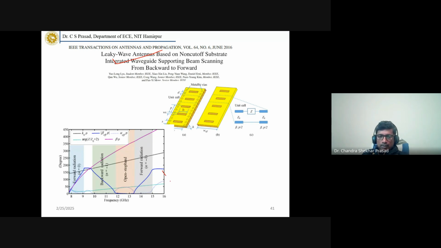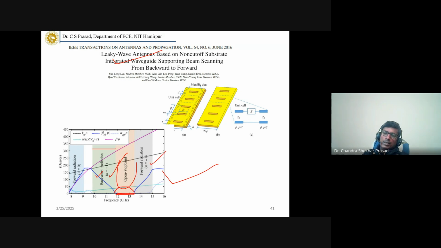Here you can see this dispersion diagram. Again, the green, blue line is your beta, and the dotted line is your alpha, the leakage constant. Here you can see beta is 0. That means in this frequency range the wave is not propagating, which is why alpha is high. So basically this is the open stop band. In this region, the authors have named it the backward region of radiation, n equal to -1, and this is the forward region.